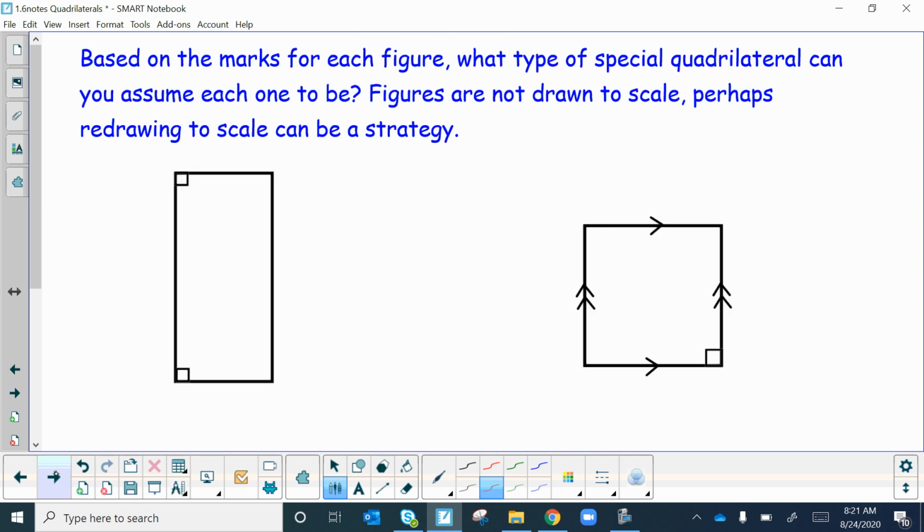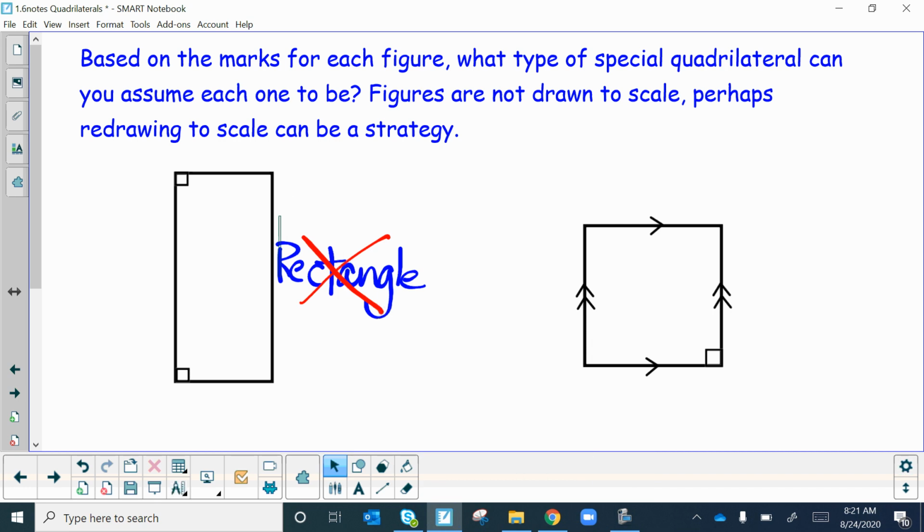Okay, over here, based on the marks for each figure, what type of special quadrilateral can you assume each one to be? Figures are not drawn to scale, and perhaps we should redraw to scale, and that can be a strategy to help us figure it out. Okay, so right here on this one on the left, we have 2 right angles, and so I bet many of y'all are going to write that this must be a rectangle. Okay, but that is wrong. It's not a rectangle.